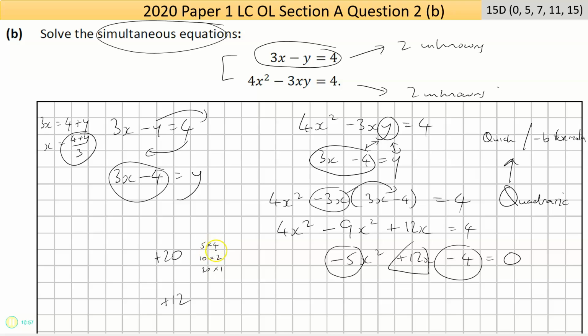Well, 5 and 4 will never add to give 12. 20 and 1 will never add. Even if they were plus or minus, it wouldn't matter. But 10 and 2, yeah, that's your baby. So my factors are 10 and 2.